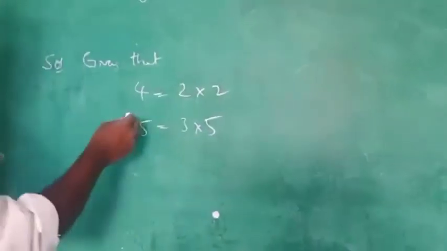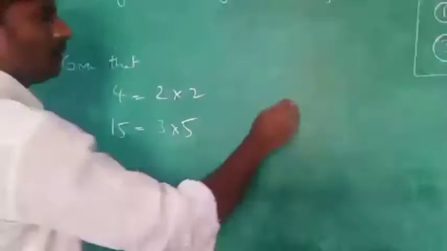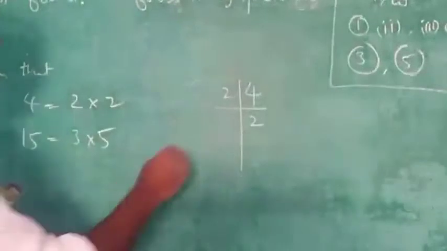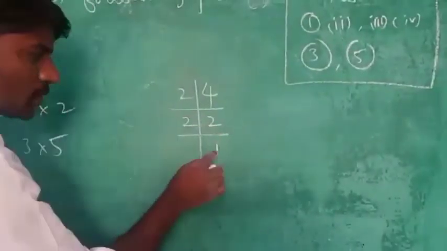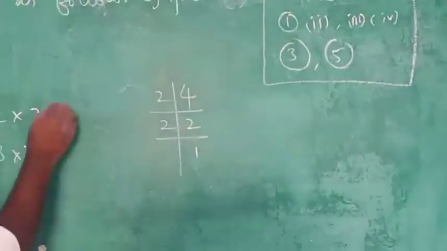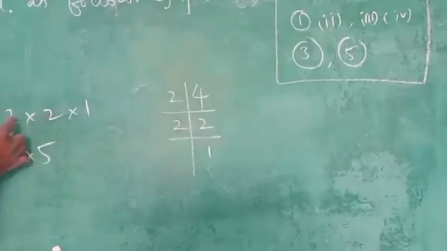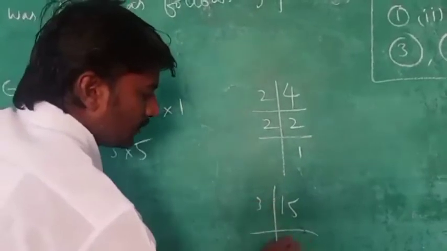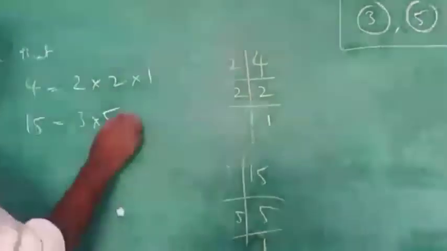What is HCF? Let us find. Don't get confused, I'll explain here. Now, you know 4 is there. 2 2s are 4, and again we can do 1 into 4, so 1 is also there. That means 1 into 2 into 2. Now for 15 also, what can you write, beta? 3 5s are 15, and 1 into 15, so 1 is also there here.